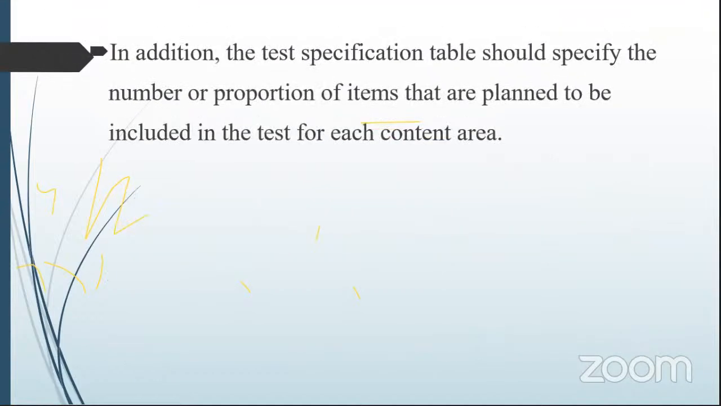In addition, this test specification table should specify the number or proportion of items that are planned to be included in the test for each content area. So when we are talking about the content area, from the table that we scrolled there, I'm sure you still remember, we had the knowledge level, we had the comprehension level, those 6.